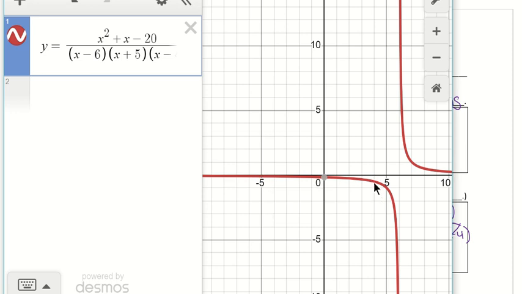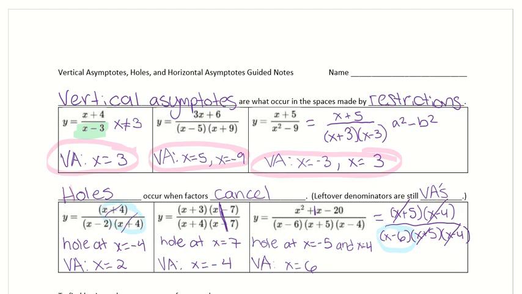So that's why you can't just use Desmos to find the holes, because if you look at the graph right now, you wouldn't know that there's holes at negative 5 and 4 unless you know exactly where to click. And you know where to click because you did this algebraically in your notes. So vertical asymptotes are those up and down guidelines, and holes occur when factors cancel. And if there's leftovers, those are still vertical asymptotes.